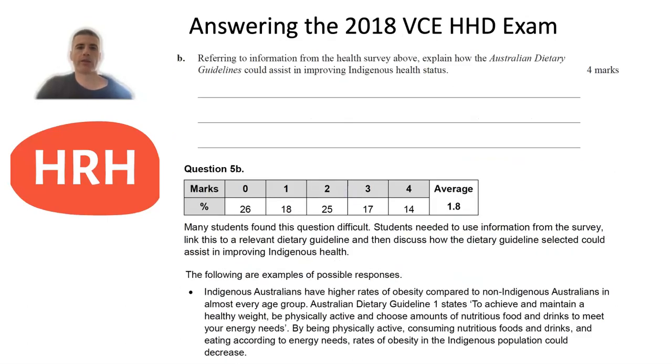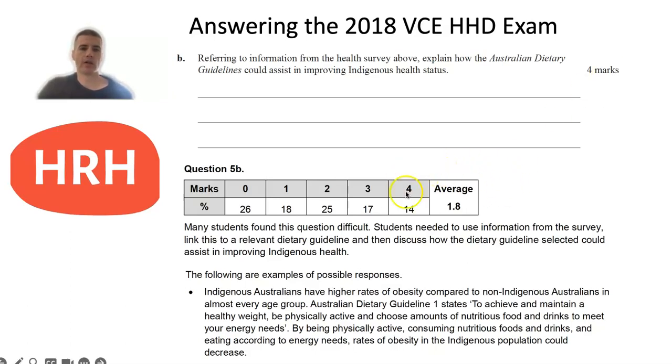The next question, part B for 4 marks, was asking you to refer to information from the health survey and explain how the Australian dietary guidelines could assist in improving Indigenous health status. This is worth 4 marks, and with a 4-mark question I often say to my students, break it into two 2-mark questions. I'd be trying to reference 2 different Australian dietary guidelines, and make a link between each of those and information from the health survey.